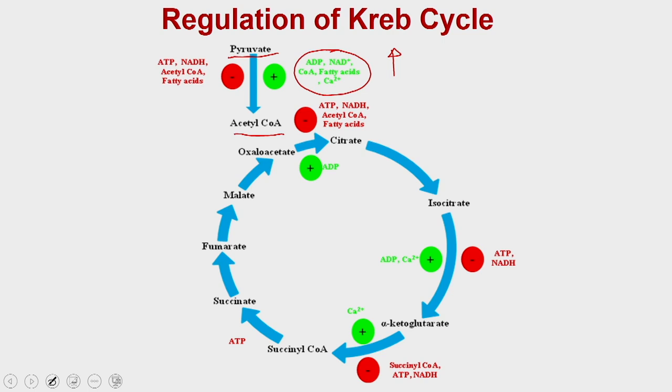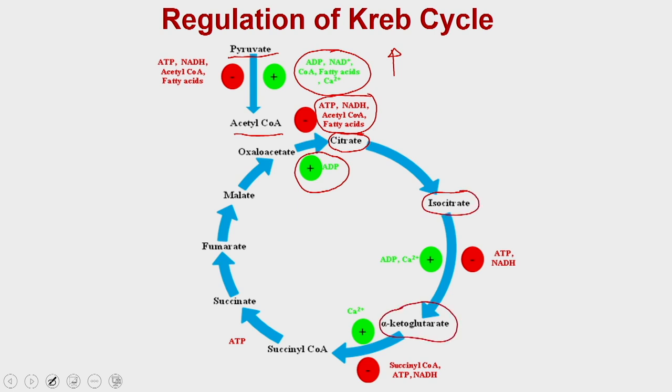Once the acetyl CoA combines with the oxaloacetate to form the citrate, at this step also the ADP, which signifies the loss of ATP or a low level of ATP in the cell, is going to activate these reactions. Whereas if you have a large quantity of ATP, NADH, acetyl CoA, or the fatty acid, that is going to inhibit these reactions. Same is true for the conversion of isocitrate to alpha ketoglutarate.